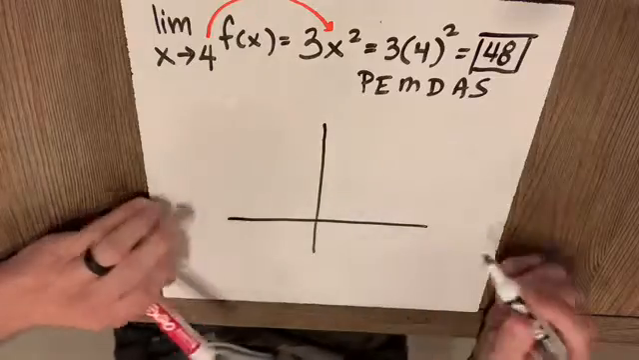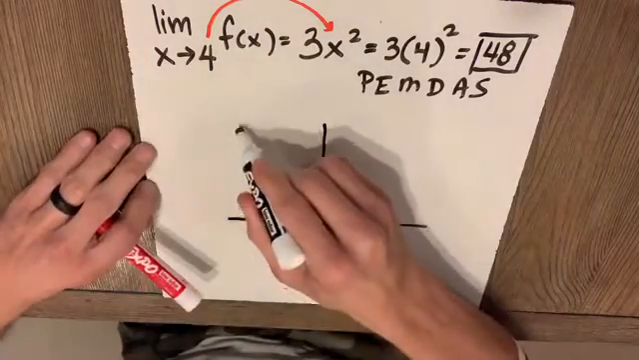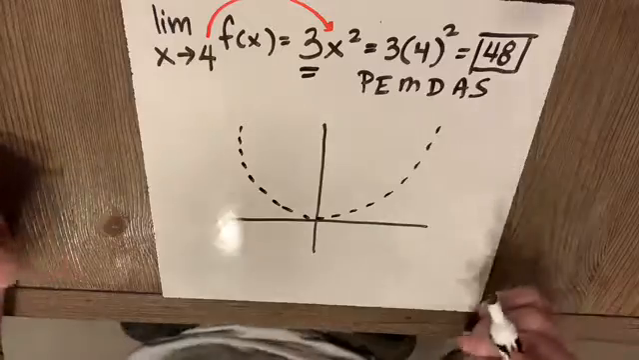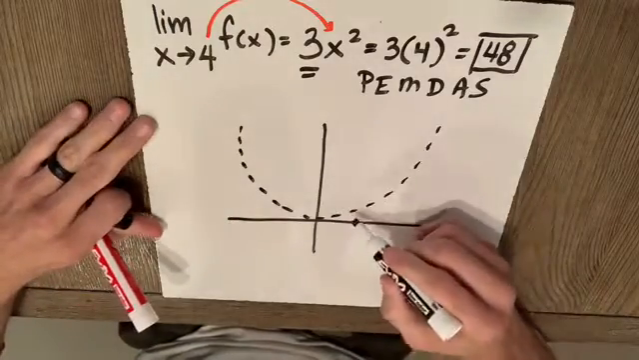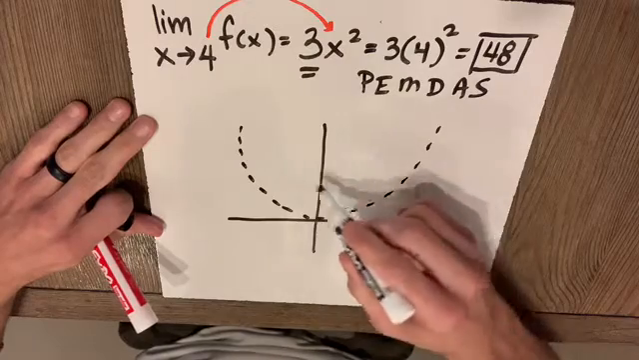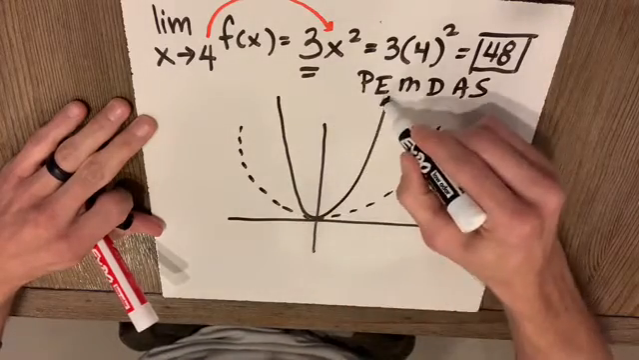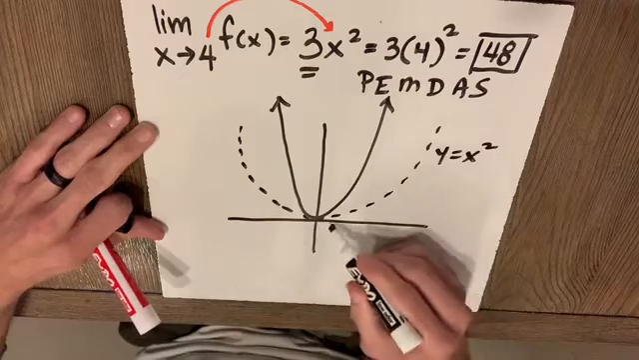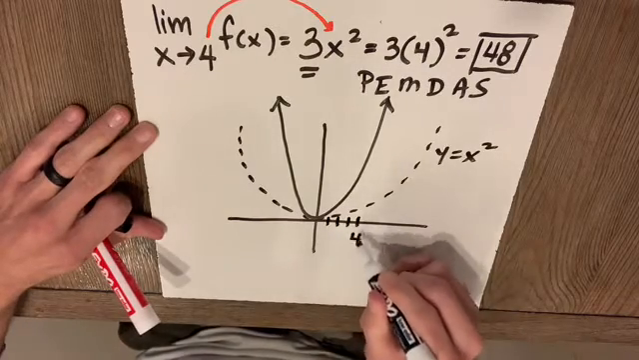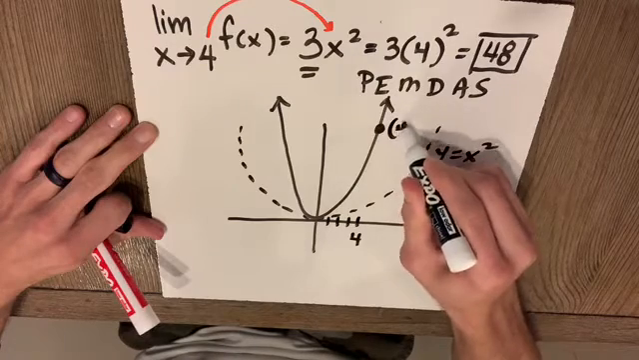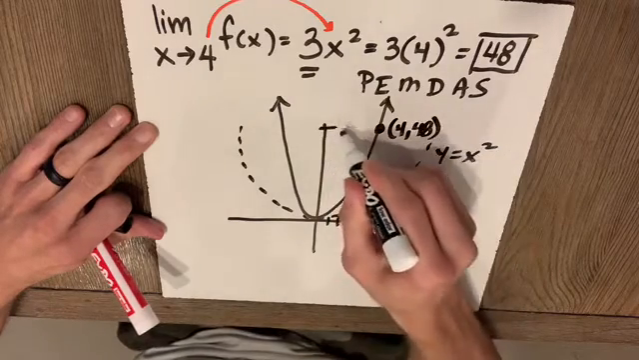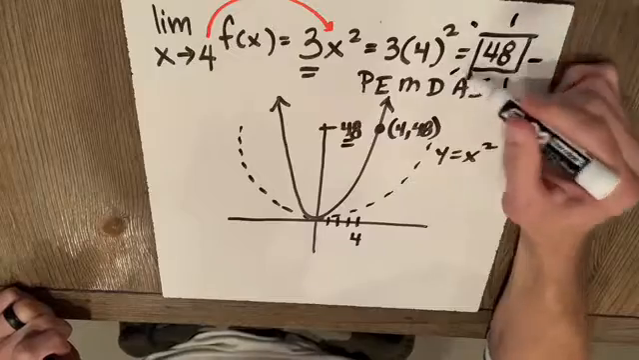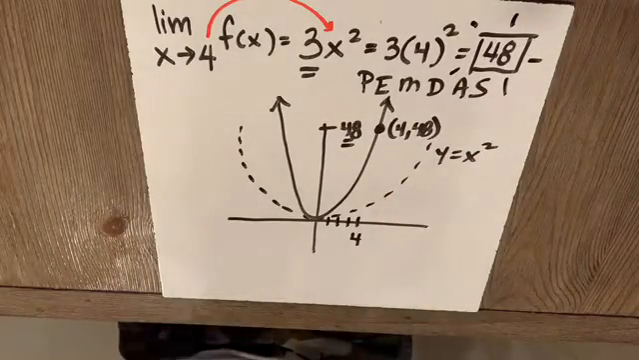What's happening here graphically? 3x squared looks like our parent function, y equals x squared, but we've got a vertical stretch by a factor of 3. So this point over 1 up 1 becomes over 1 up 3. Our graph is going to be something like that compared to our parent function. And we're saying as x approaches 4, where is the y? We get this point 4, 48. Notice where the limit is found. The limit is the y value. And because direct substitution worked, we actually have a point on our graph. That's what that's going to mean for us.